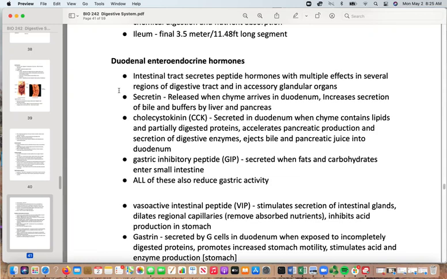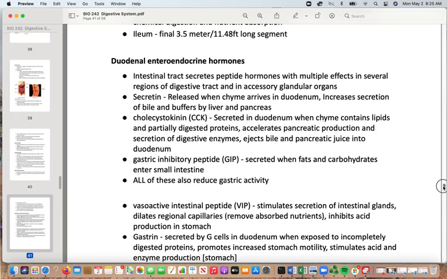Cholecystokinin will be secreted in the duodenum. This is going to be secreted when the chyme contains lipid and partially digested proteins. It's going to help accelerate pancreatic production of the digestive enzymes, trigger bile ejection in pancreatic juices. The gastric inhibitory peptide is secreted when there's fats and carbohydrates. All of these are going to reduce gastric activity, so you want to shut down the gastric activity once things move into the small intestine.